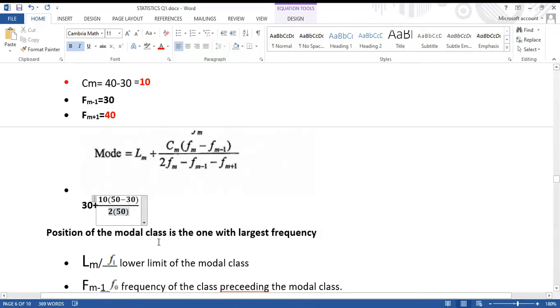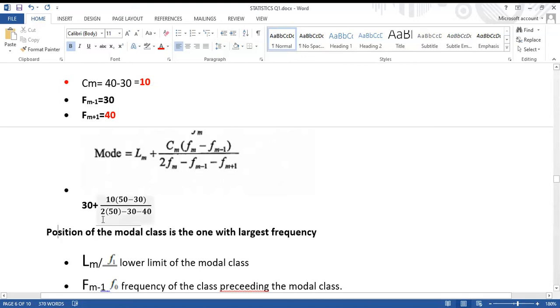2 times 50 minus FM minus 1, that is 30, minus 30 minus FM plus 1, that is 40. All right. Are we okay with this? Have we seen all the substitutions? LM 30, CM 10, FM 50, FM minus 1 30, FM plus 1 40.